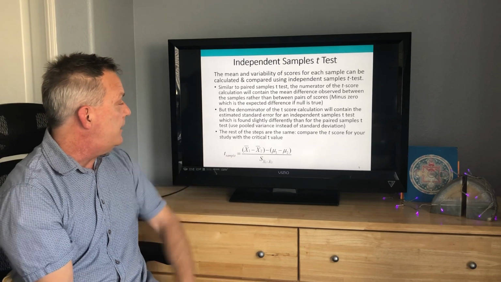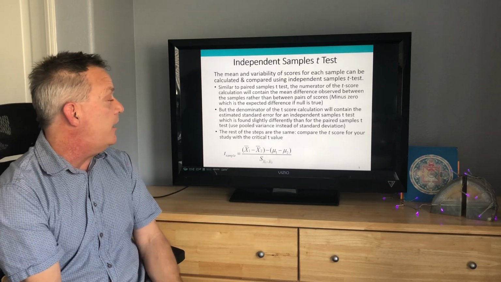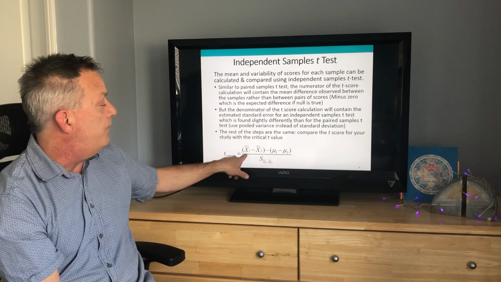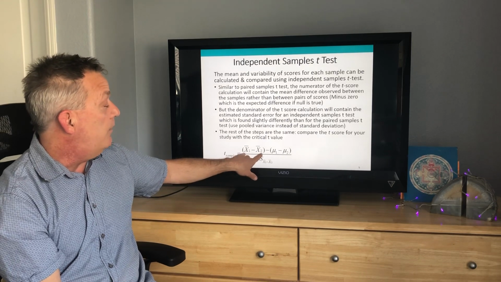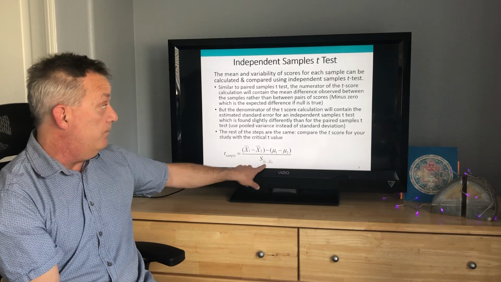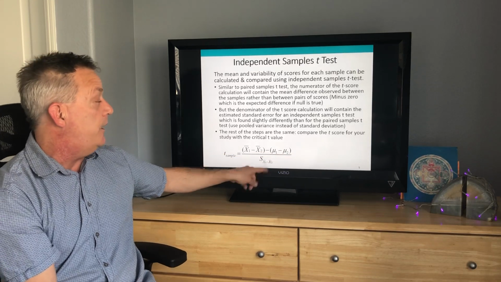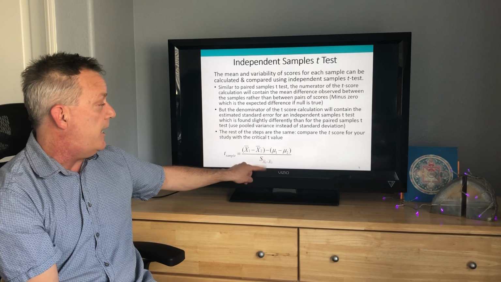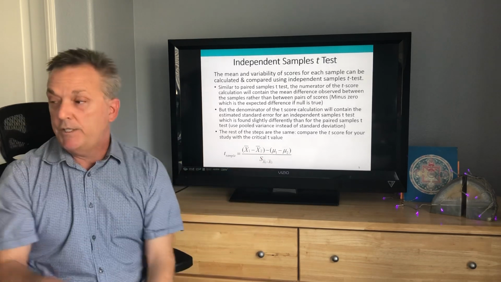But this is the independent samples t-test formula right here, where you have the means subtracted from each other, psychics versus non-psychics, minus 0, over the estimated standard error for an independent samples t-test, which is this S sub x1 minus x2.